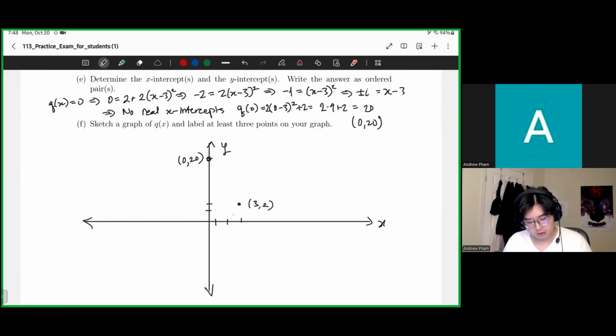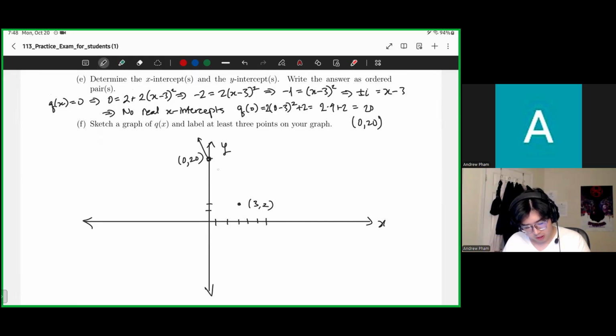Or you could also use symmetry, right? Notice that we said that the axis of symmetry is given by the location of the vertex. So 3 units to the left, my function's at 20. That means 3 units to the right of 3, my function should also be at 20, right?